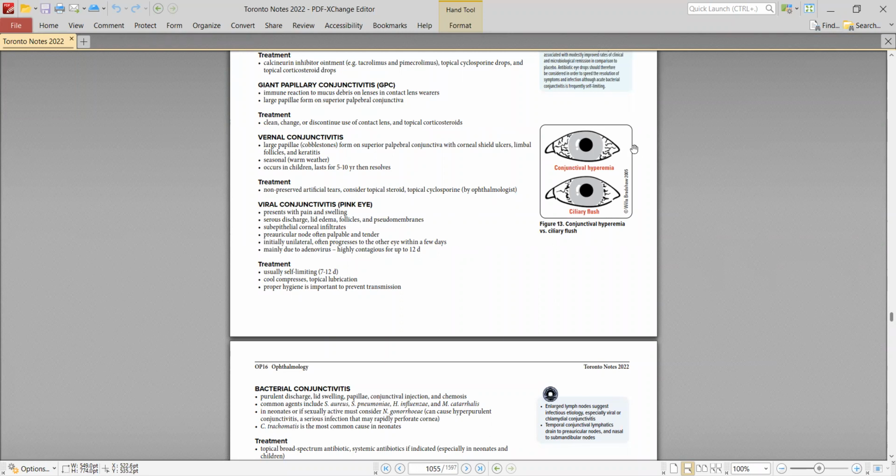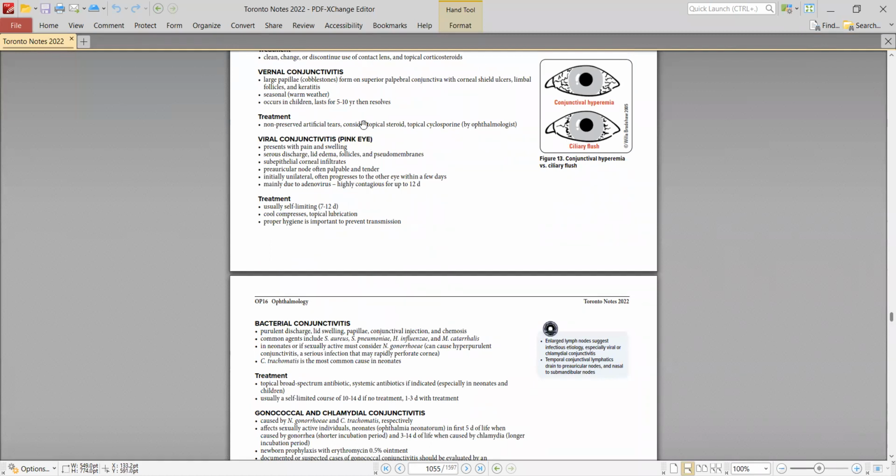If you check the eyelid, it will show the papillae, large papillae. So to treat that, you have to give topical steroids to decrease these papillae. If these papillae are not responding to topical steroid, even after you increase the frequency and all that, then you have to start topical cyclosporin, and this has to be by the ophthalmologist also.